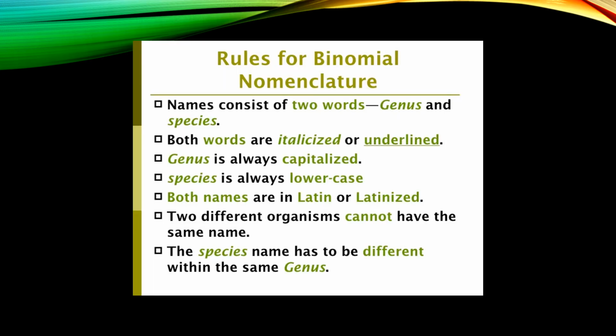What are the rules for binomial nomenclature? Binomial nomenclature includes two words: one is genus and the other is species. Both words are italicized, and if you're writing them by hand, you will underline the words. If you're typing or printing, they will be italicized. Genus is always capitalized, species is in lower case.